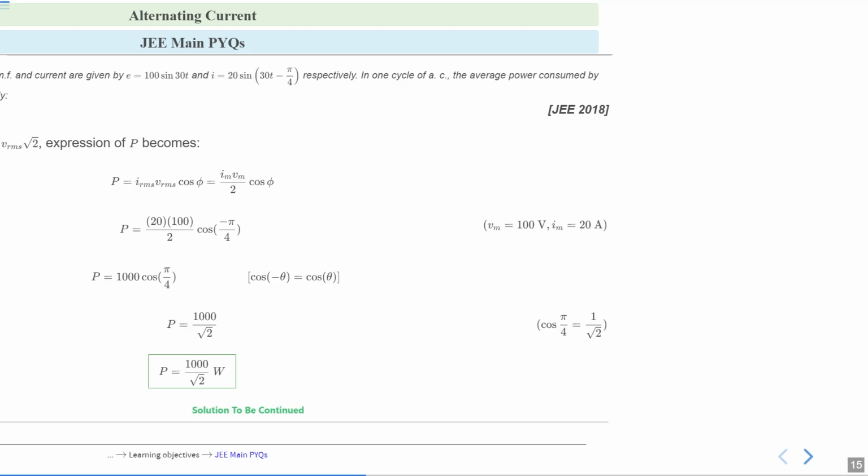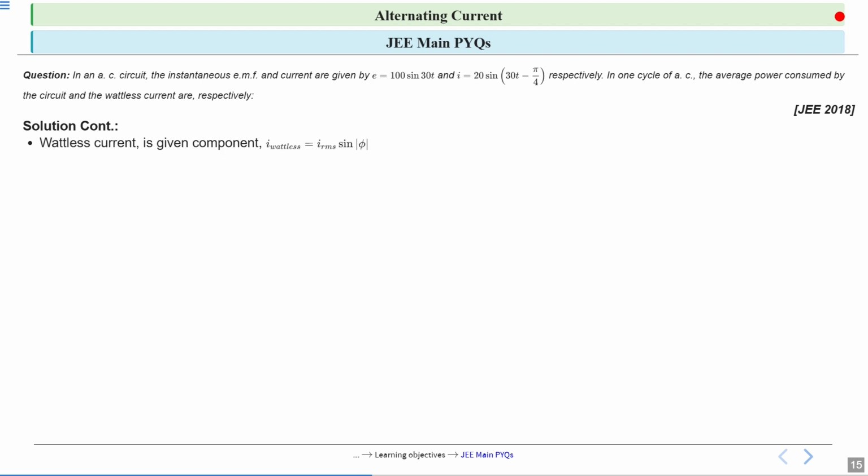Now we will find the wattless current. So what is the wattless current? It is the current due to which no power is dissipated across the circuit. In the case of a purely inductive, capacitive or LC circuit, the current is considered wattless current because it has a phase difference of pi by 2 with the voltage, and average power in the case of inductive, capacitive or LC circuit is 0, due to which the current in those combinations is called wattless current. So wattless current is represented by IRMS sin phi, the mod of phi.